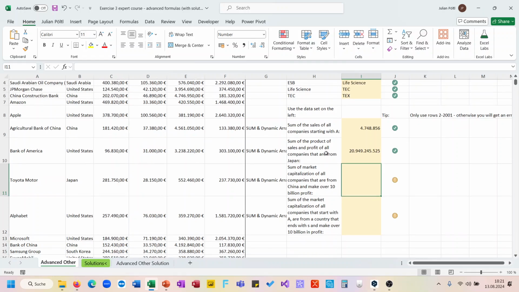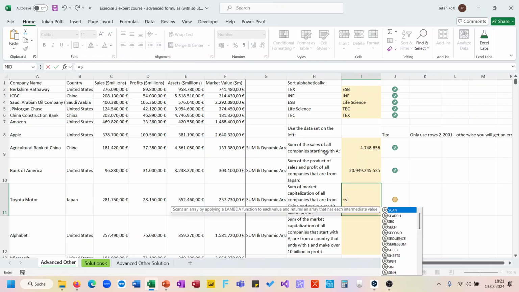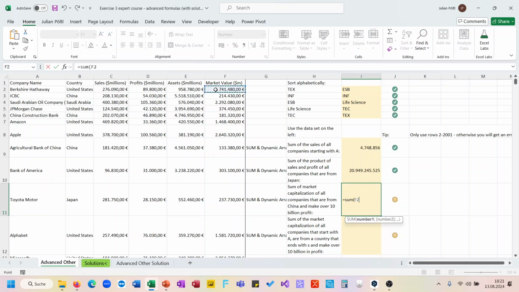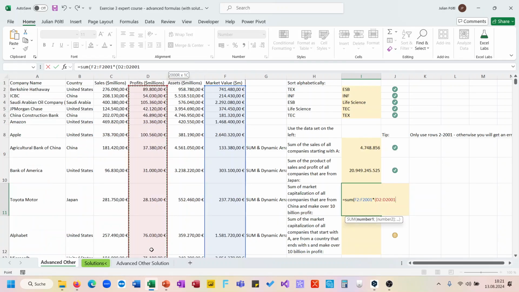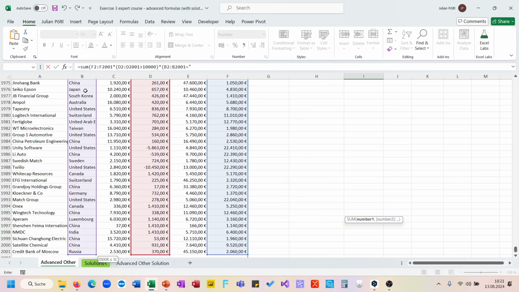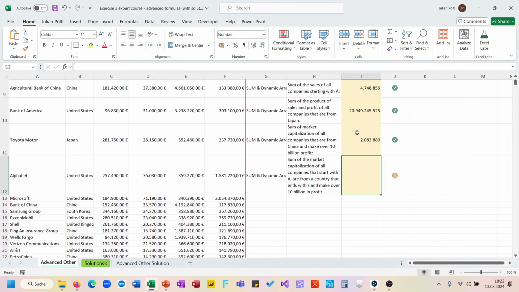the market cap of all companies from China with over 10 billion profit. So market cap multiplied with profit larger than 10,000, multiplied with country equals China. I think so, yeah. And here you have it.